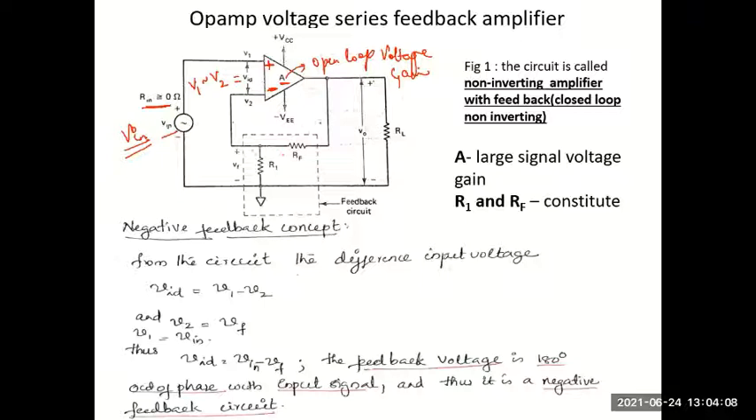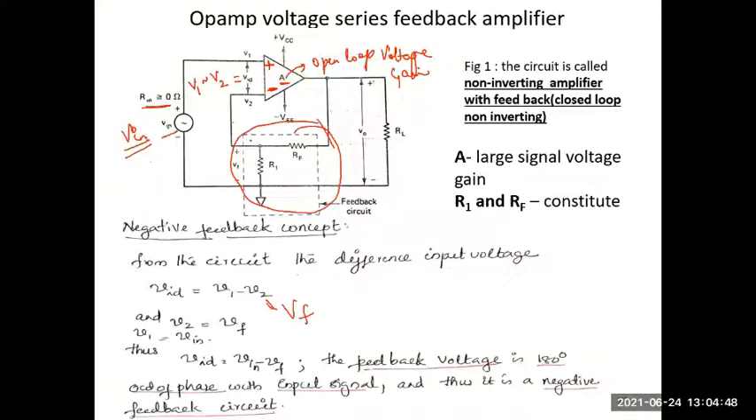The feedback network has only two resistors, RF and R1, connected across the output. You see RF and R1 are divided across the output. Okay. Now, what is the concept of negative feedback? We are all very familiar. From the circuit, the difference input voltage VID is V1 minus V2, and you can see that V2 is equal to VF. Yes or no? You can see what is connected to V2 in this feedback loop.